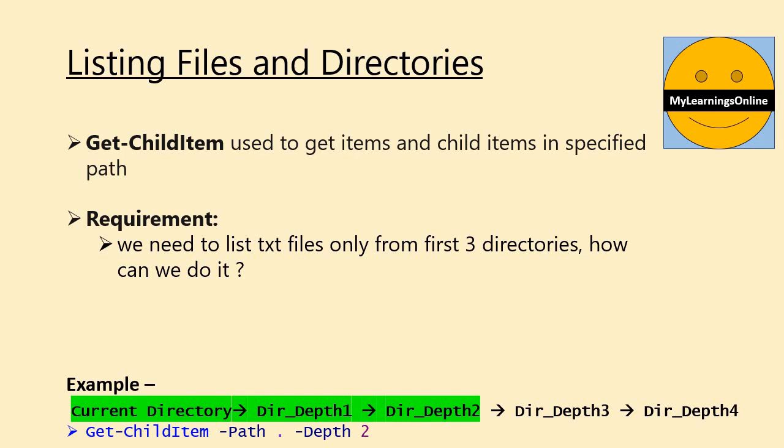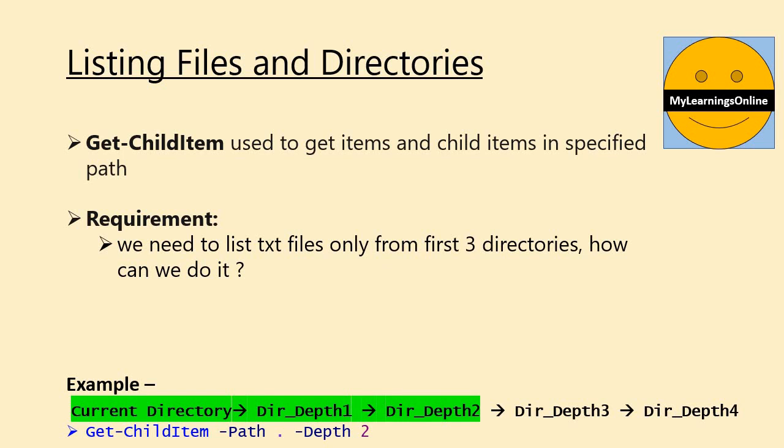dir_depth3 has another subdirectory with the name dir_depth4 inside it. It means we have 5 directories, one inside another. Each directory has 2 text files. If we want to list the text files of all 5 directories, we can do it using the recurse parameter, like we saw in the previous slide.